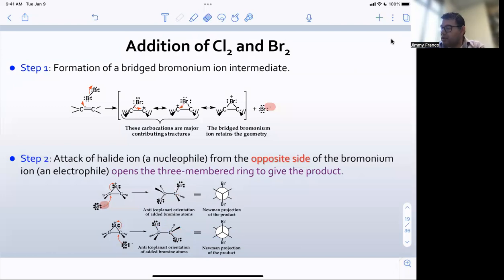Okay. All right, so let's try this. So if you have this compound, let's try it with chlorine. So we're going to add Cl2. So go ahead and pause the video and draw me the product of this reaction.